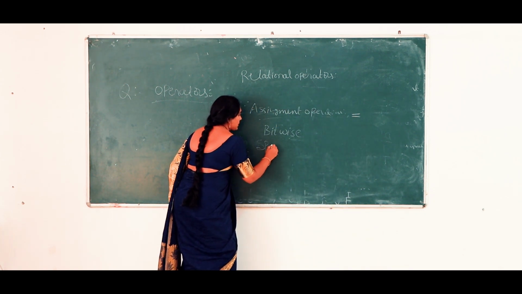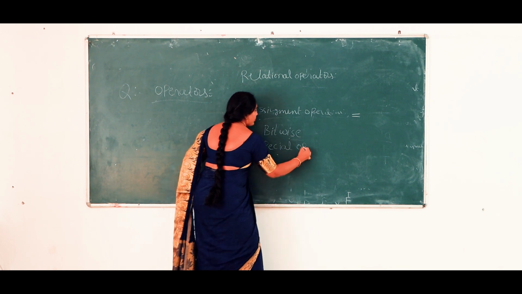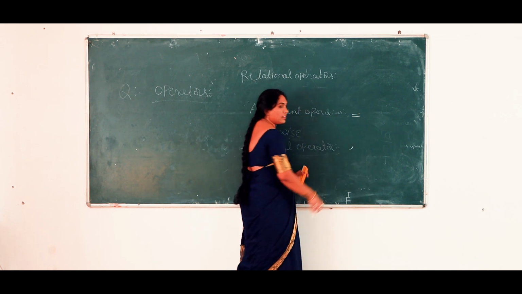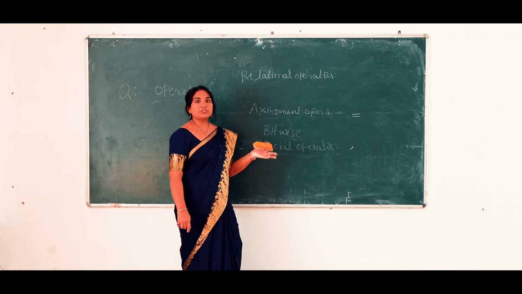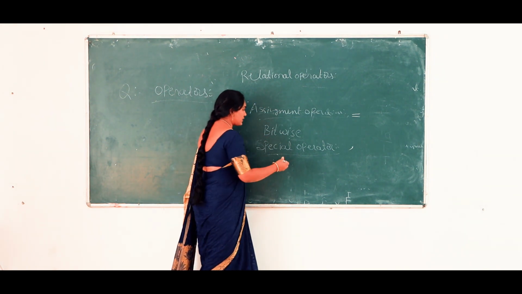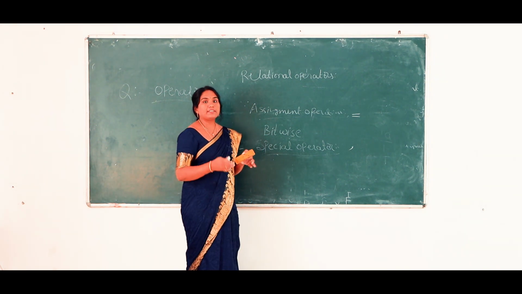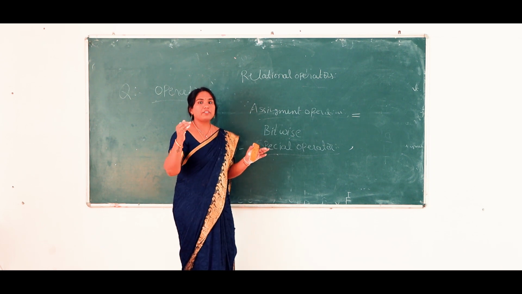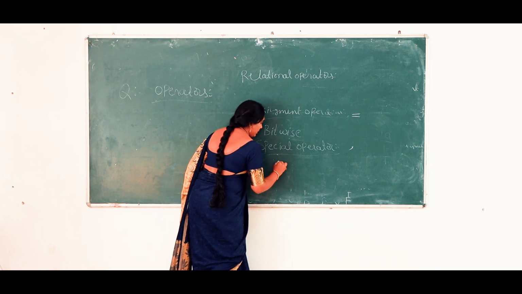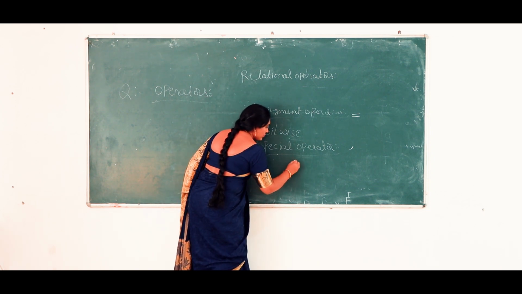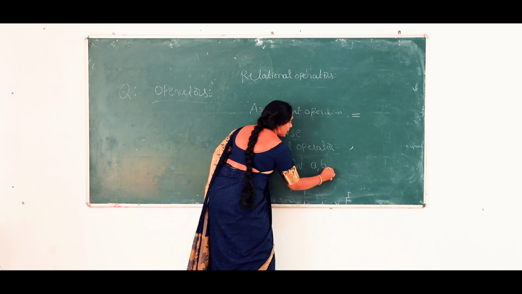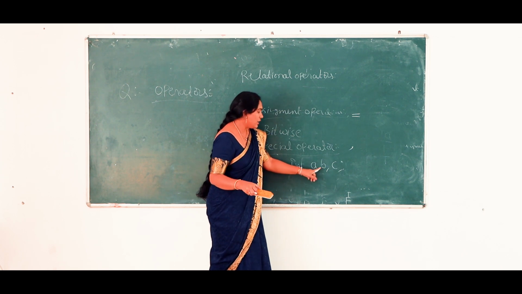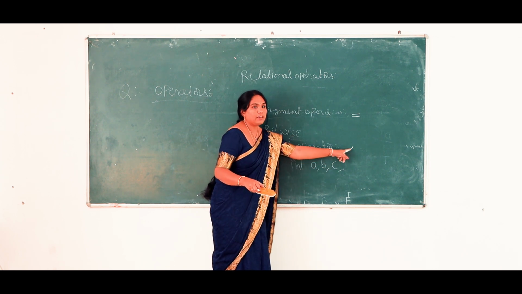The next one is the special operators. The special operator is the comma operator. Why we are using this comma operator is, for example, if you want to write a number of variables in sequence, you can use this comma to separate the variables. int a, b, c. How many variables are we having? 3. Those 3 are separated by using the comma.